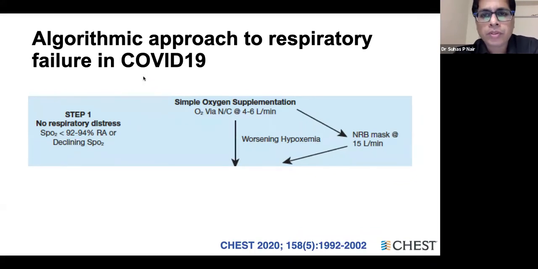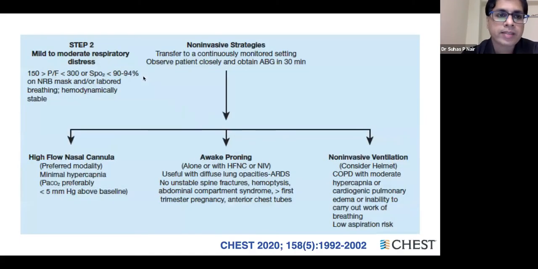If you look for an algorithmic approach for respiratory failure: if the patient is tachypneic and comes in the moderate category, with saturation around 90 to 94, first you can try simple oxygen supplementation via nasal cannula, around 4 to 6 liters. If it worsens, you can go directly to NRBM, or first try an oxygen mask and then go to NRBM. But with worsening hypoxemia on NRBM or simple oxygen mask, you should proceed to the next step, that is moderate respiratory failure, where the non-invasive strategies play a role. These are basically HFNC and NIV.